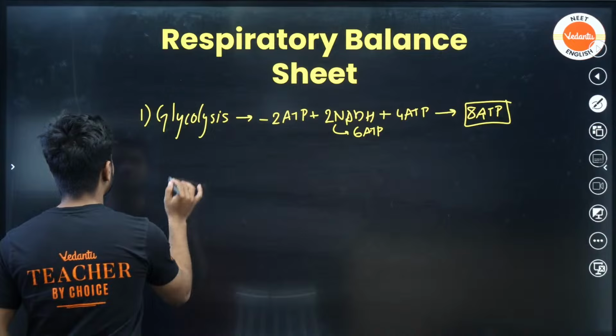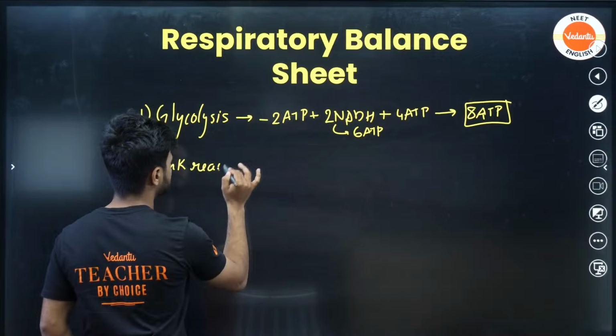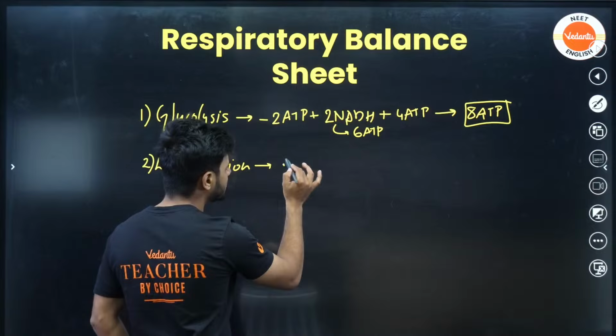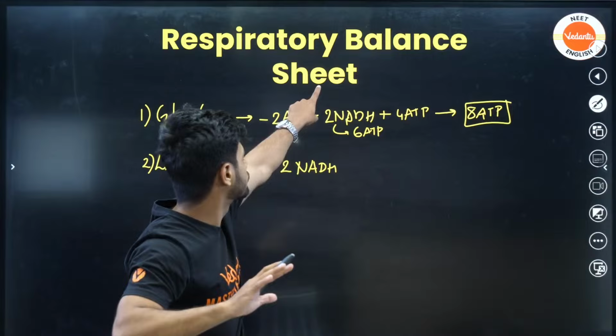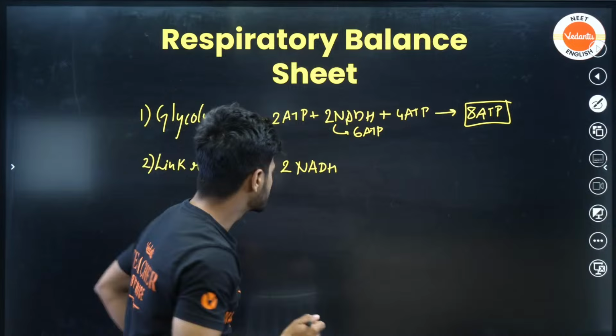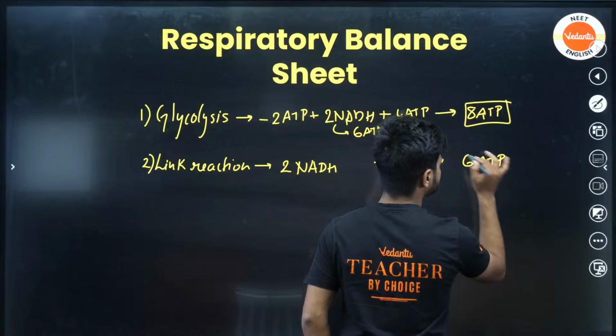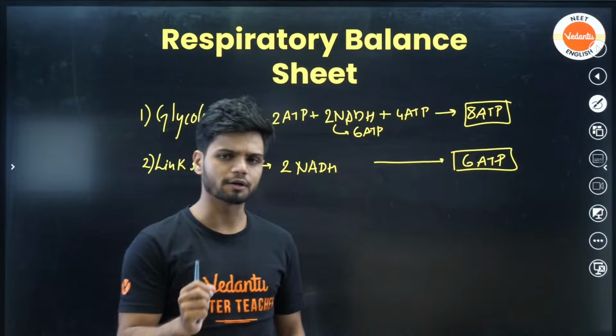Now what about link reaction? Link reaction, which is also called oxidative decarboxylation. In your link reaction, we have 2 NADH forming, because in one link reaction one pyruvate is getting converted. But we're talking about one glucose. For one glucose, two pyruvate, two link reactions. So in total we have 6 ATPs. 1 NADH is nothing but 3 ATPs.